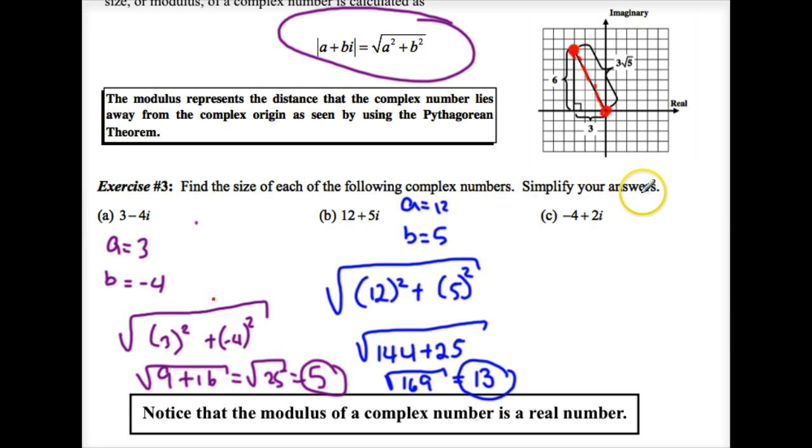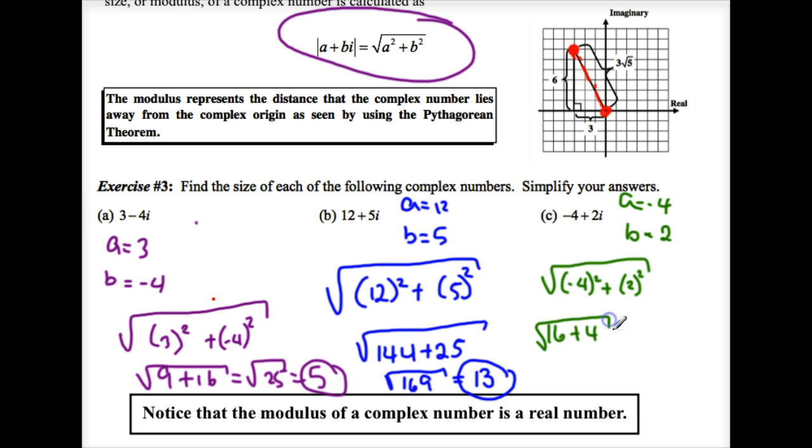Now the last one: my a is negative 4 and my b is 2. So the modulus for this would be the square root of negative 4 squared plus 2 squared. This becomes 16 plus 4, which is the square root of 20. The question asked me to simplify, meaning I need to break this down. I know 20 can be broken down as 4 times 5. 4 is a perfect square, so I give each of them their own radical.